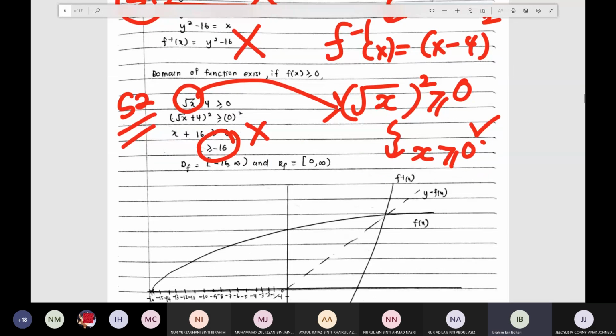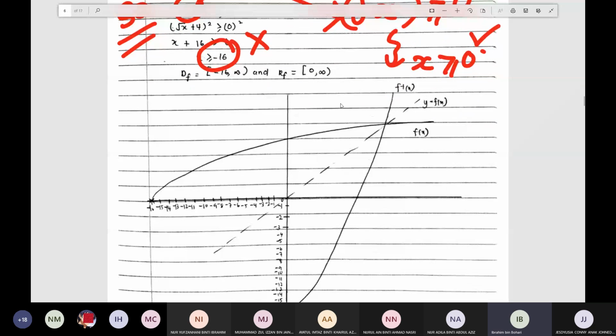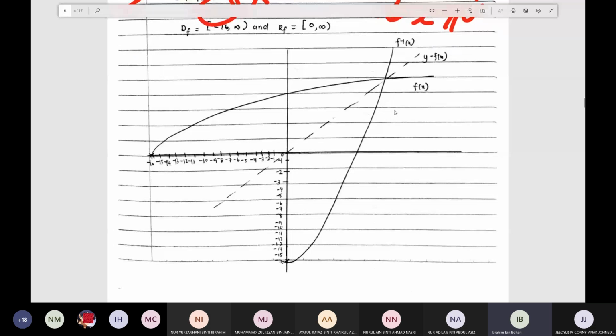And you sketch the graph of the function. Start at the 0 to the positive infinity. Ini pun sama. Kalau you start domain here negative 16, dia akan start daripada sini. Sepatutnya you punya graph here start at the x equal to 0. Start sini ya. Sepatutnya. Nanti ini you all cancelkan. Shape dia hampir sama. Sama sahaja.